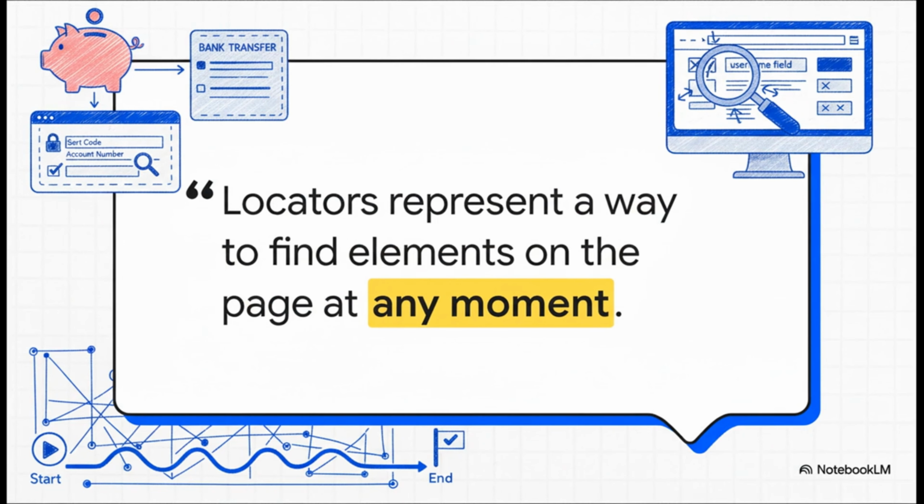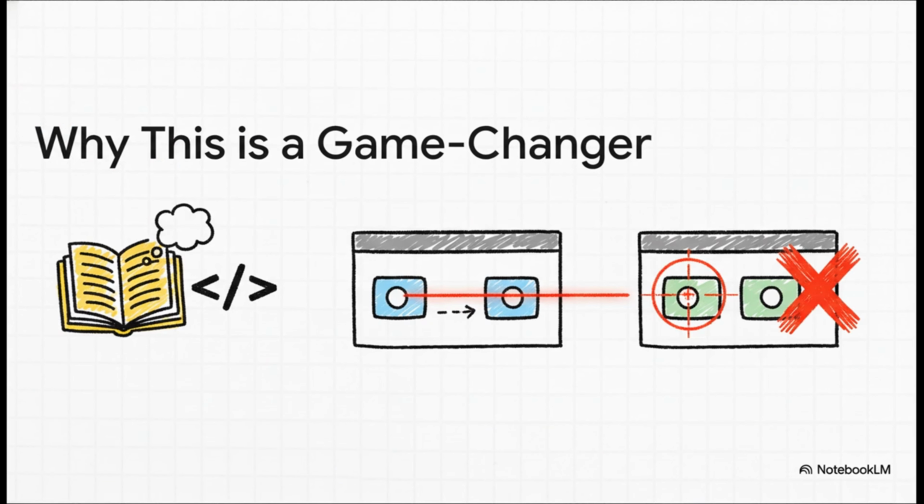The banking analogy here is perfect. You can't just send a wire transfer to your friend's account. You need a specific sort code and an account number, a totally unique address. A locator does the exact same job for our script. It's the unique account number for the login button, ensuring we're interacting with the right element and not something else on the page. So, why is this such a big deal?